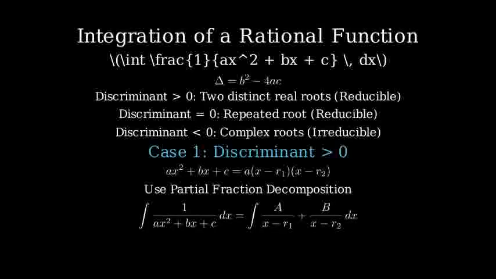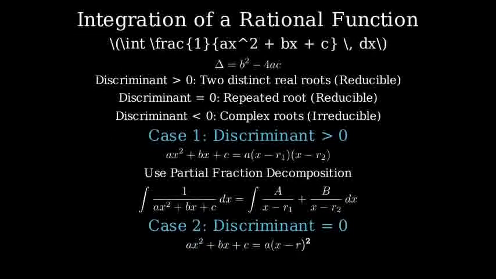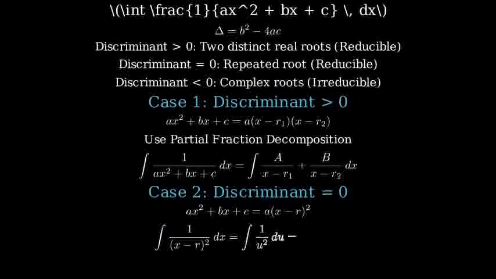Now let's move on to case 2, discriminant equals 0. This case indicates a repeated root. The quadratic can be expressed in the form a times x minus r all squared. The integral can be simplified by letting u equal x minus r in our integral substitution.